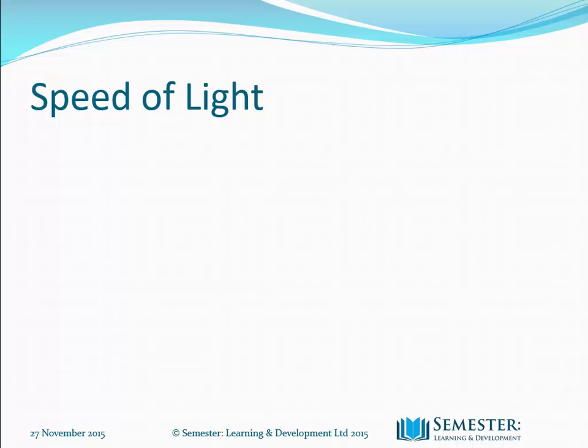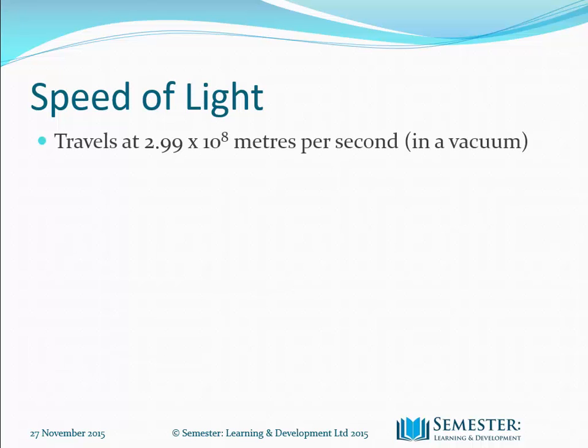So what is the speed of light? Well, light travels at 2.99 times 10 to the power 8 meters per second in a vacuum, or more bluntly, 300 million meters per second, which is pretty fast. So how can we use that to transmit? Well, let's first of all look at a few of the properties.